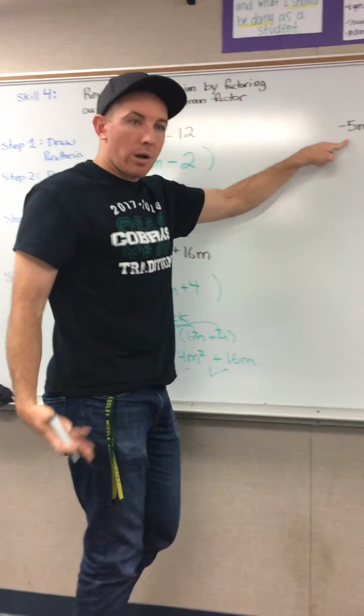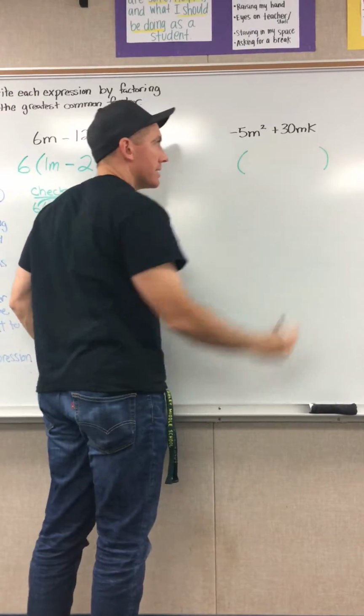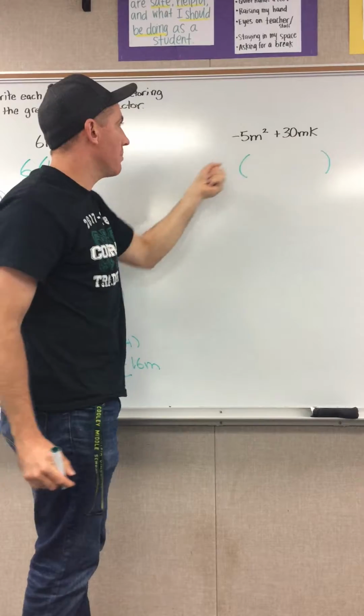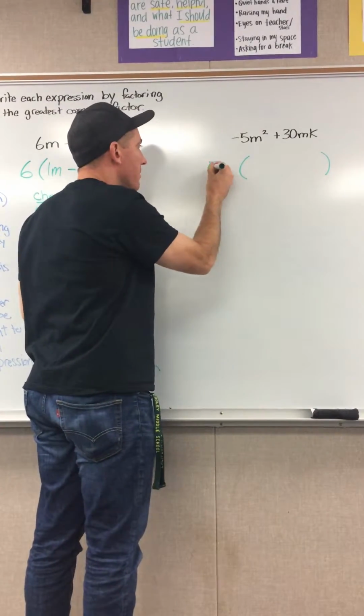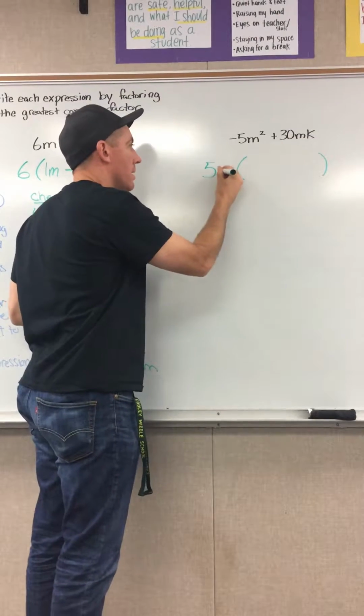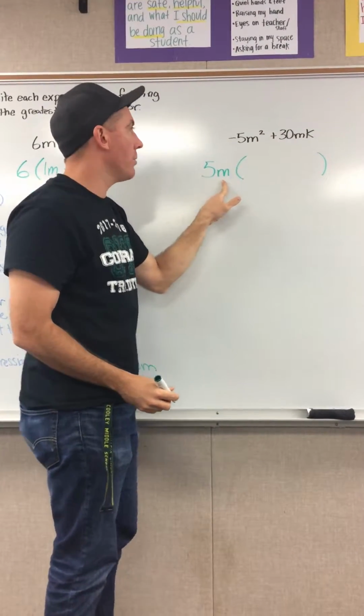Our last problem, I want to show one more variation. Step 1, draw your big parentheses. Look at the numbers. What can I divide them both by? I can divide them both by a 5. What variables do they have in common? They both have an m. This one has a k, but there's no k over here, so I can't pull it out.